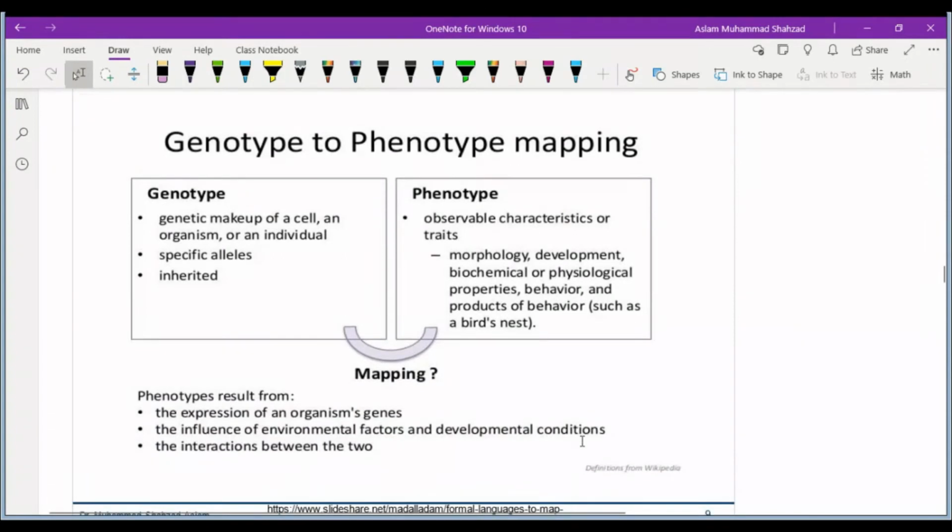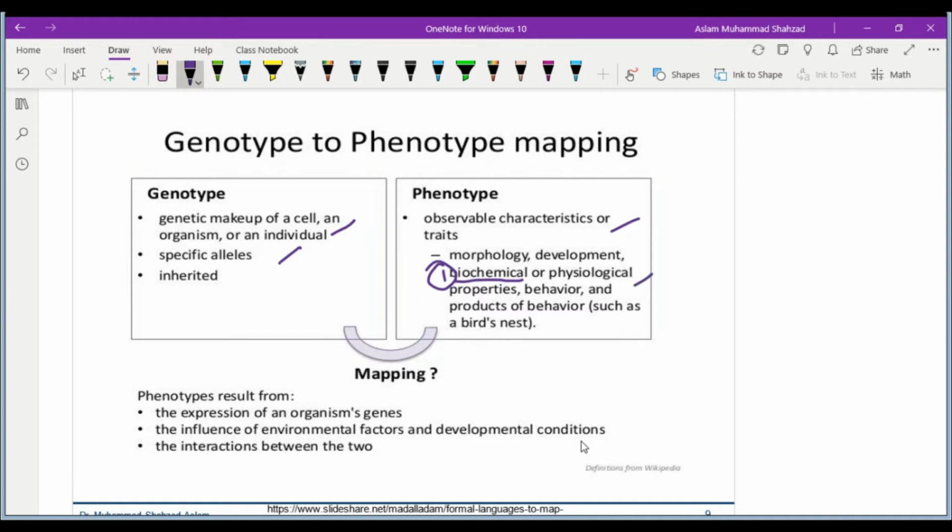So I have mentioned the role of genotype to phenotype mapping because both are linked together. Genotype is the genetic makeup of the cell, the organism or individual, or some specific allele that is maybe inherited from the parents or from the family, whereas phenotype is the observable characteristics, a trait or morphology, and the morphology could be biochemical. So biochemistry is obviously one small section of the phenotype that works with the genotype and may cause the disease or the physiological properties or behavior of the product.